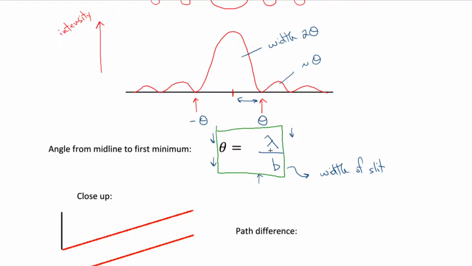And this is the equation that allows you to find the angle from the midline to the first minimum. Just be careful that this equation is helping you find the first minimum, in contrast to the equations that we saw for double slit interference, which are helping you find the angle to the maximum, or the separation of the maxima. So just be careful that here we're dealing with minima. Let's look in a little bit more detail where this equation comes from.